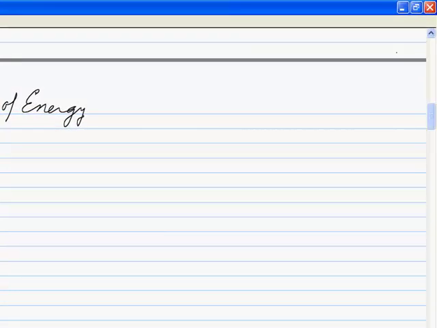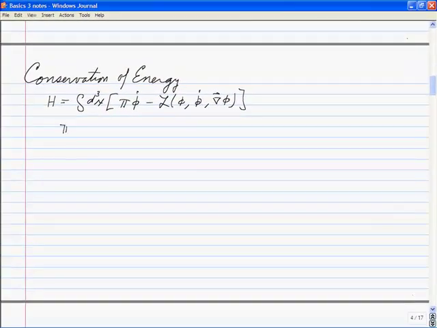We also derived that the Hamiltonian is the integral d3x of pi phi dot minus the Lagrangian, which, just to be clear, depends on phi, in principle phi dot, and gradient of phi. It doesn't explicitly depend on time, at least in this formulation. And pi was the derivative of the Lagrangian density with respect to phi dot.